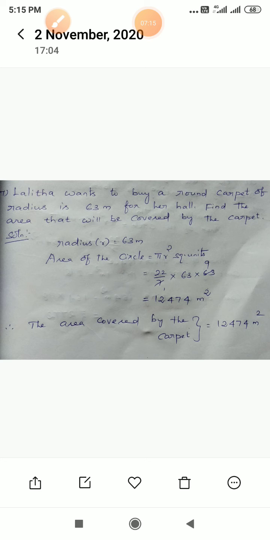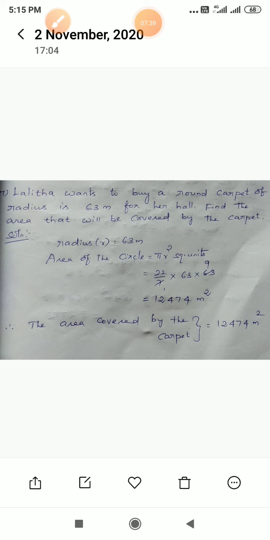Seventh one. Lalita wants to buy a round carpet of radius 63 meter for her hall. Find the area that will be covered by the carpet. Solution: taking radius r is equal to 63 meter, then we have to find the area of the circle. First we write the formula. Area of the circle equal to pi r square square units.